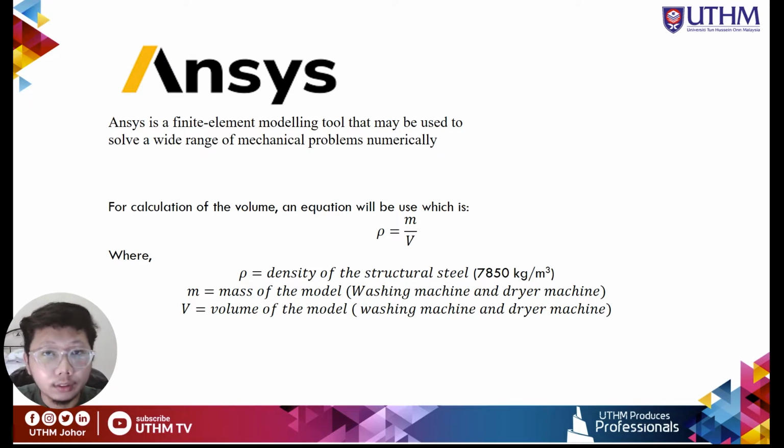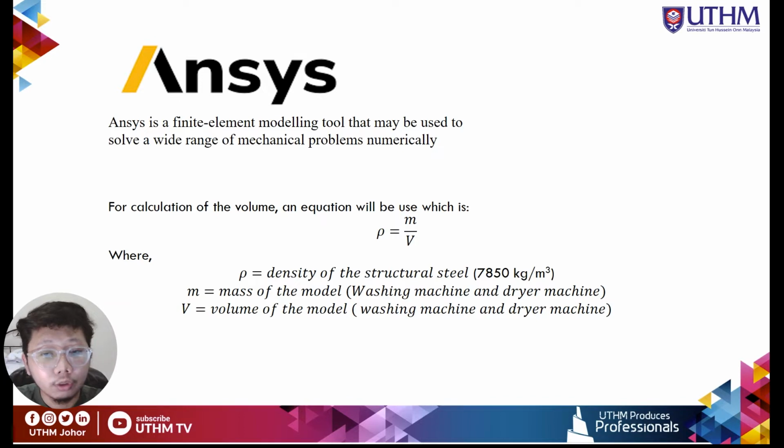So in Ansys, we are going to make a mesh, which is a generated model of the dryer and also the washing machine stacking on each other. In order for us to generate the mesh, first we need to have the parameter, which is its volume. So from this volume we are going to get the dimension.